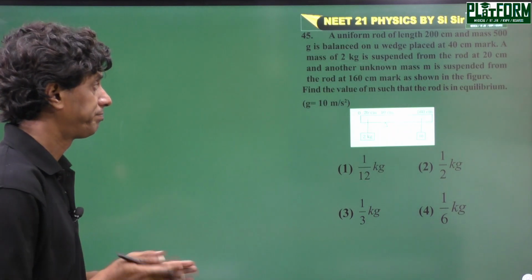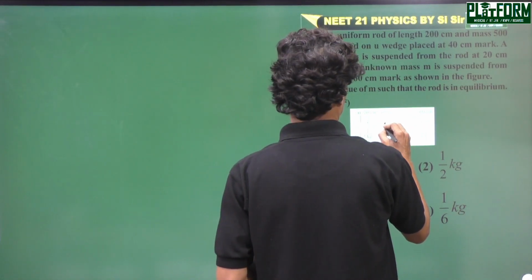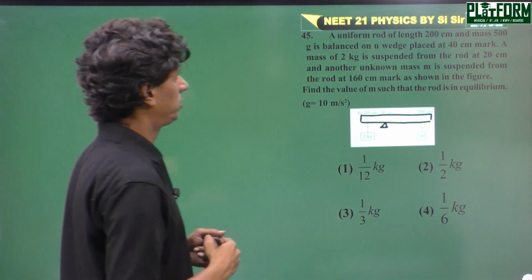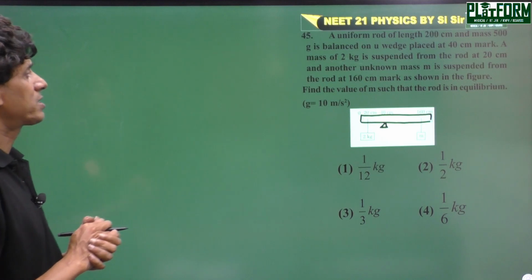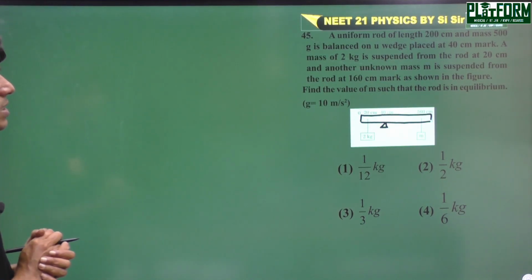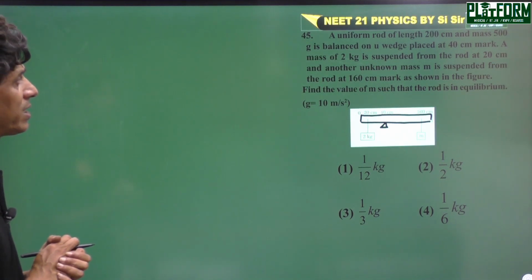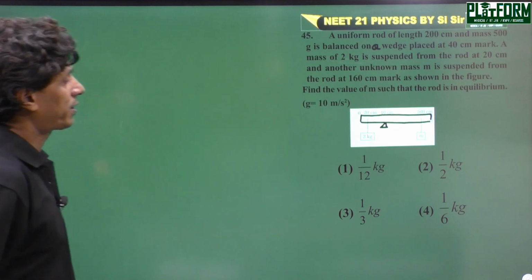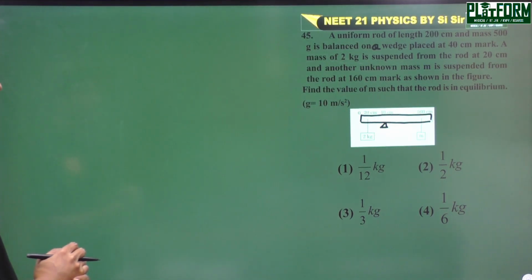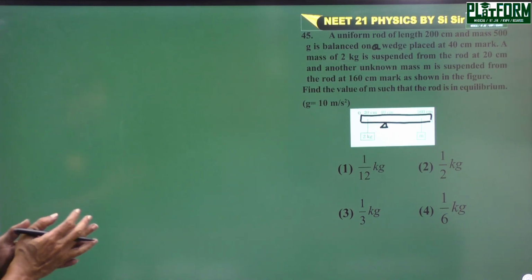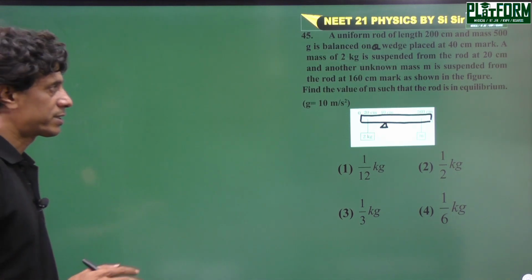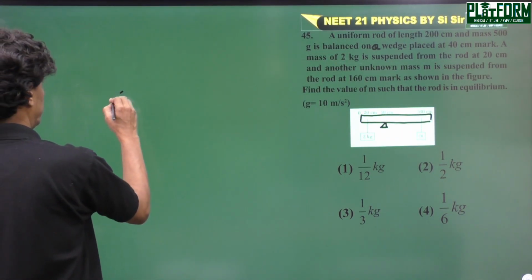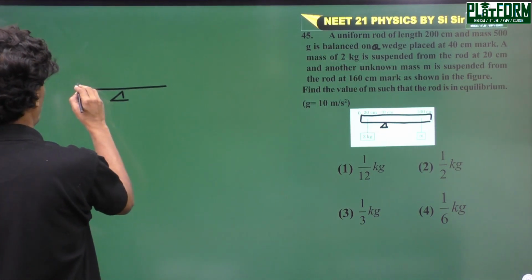A uniform rod of length 200 centimeter and mass 500 gram is balanced on a wedge placed at the 40 centimeter mark. A mass of 2 kg is suspended from the rod at 160 centimeter. In the figure, find the value of mass m. So in equilibrium, this is the rod.